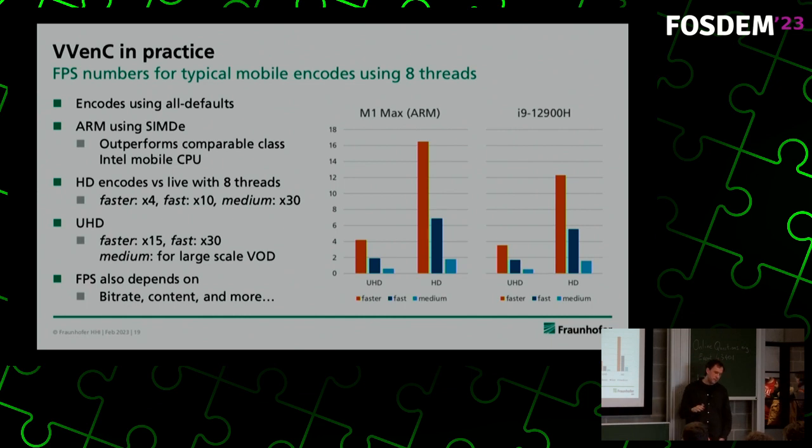For UHD, the faster can do like 15 times live, fast 30, and medium, well, let's just say medium would only be of interest for large-scale VOD encodings, right? But FPS also depends on many other factors like bitrate, content, your actual CPU and stuff like that. So this is more like ballpark numbers.